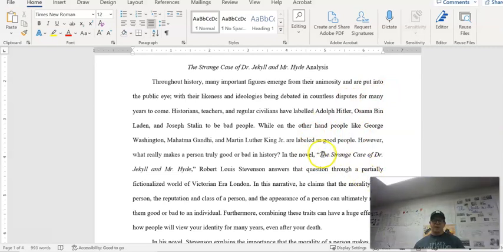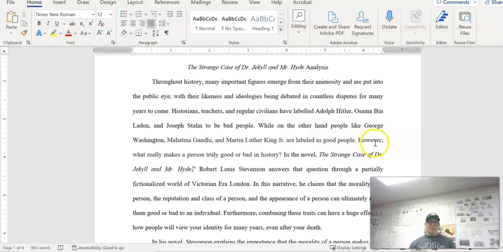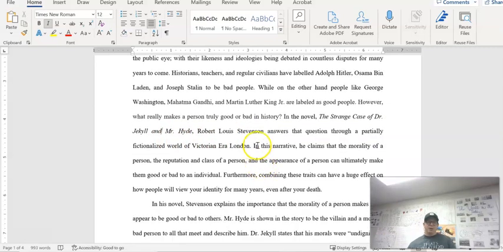So here we have a reference to the title of the book, Strange Case of Dr. Jekyll and Mr. Hyde. We have it in italics, as it should be, but then there's also quotation marks, which should not be there. You should not be using quotation marks and italics if you're referencing the title of a book. Okay. Let's get to our thesis.